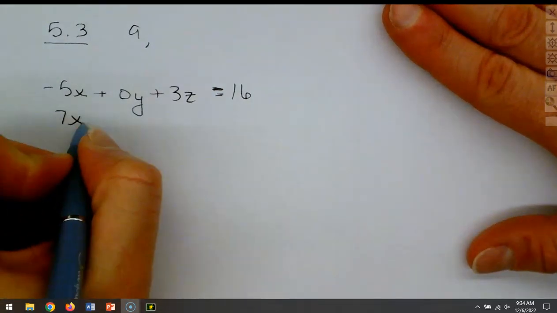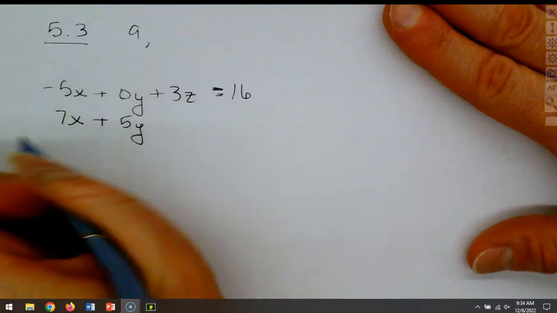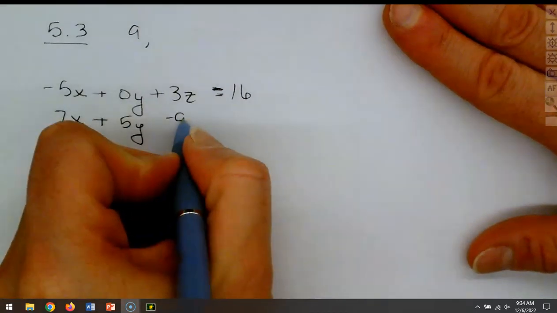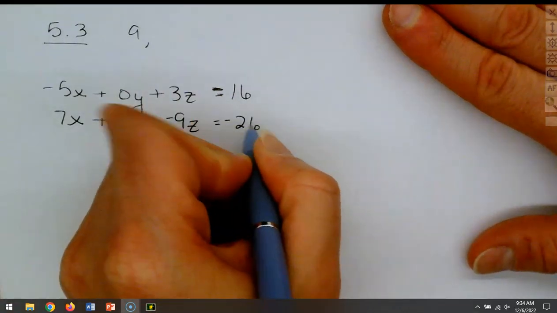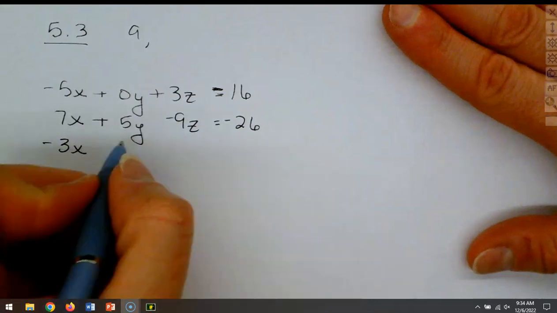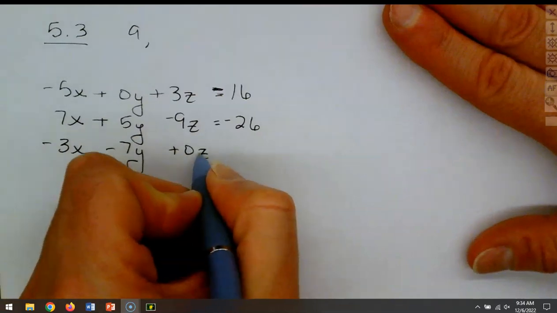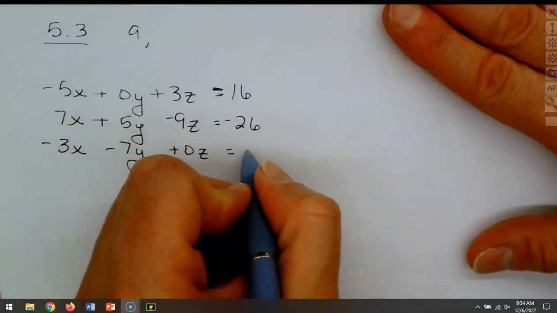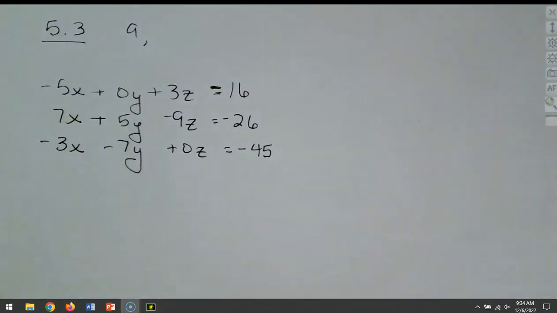And then we've got 7x plus 5y minus 9z equals a minus 26. And then we've got a minus 3x minus 7y plus 0z equals negative 45. Okay, so that's what we've got so far. Is everyone okay with that?